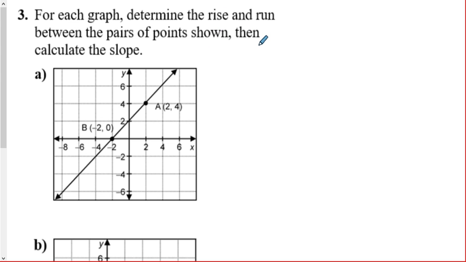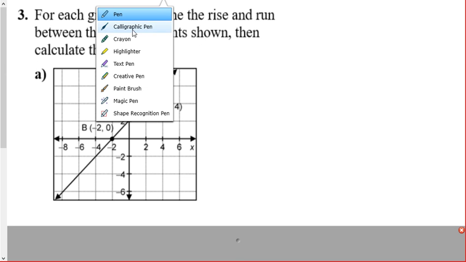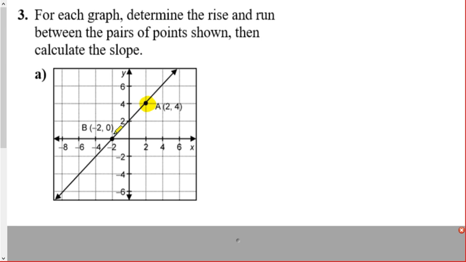Here we go. For each graph, determine the rise and run between the pairs of points shown, then calculate the slope. So we're going to do rise and run. When I'm looking at this graph, right away, I'm going to say, okay, I got my 2 points here, right? One's right here and one's right here. We can use any 2 points. In this case, they happen to be given to us, which makes it nice and easy. But if we weren't given the points, that's okay. We just need to pick any 2 points on the line, and any 2 points will work.